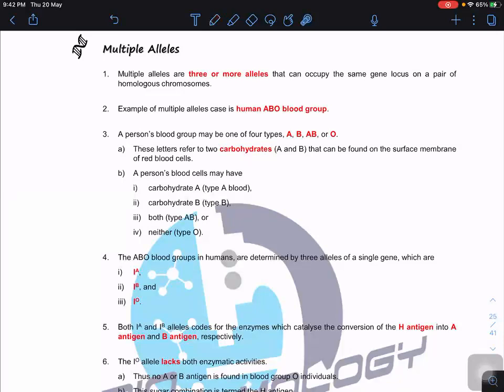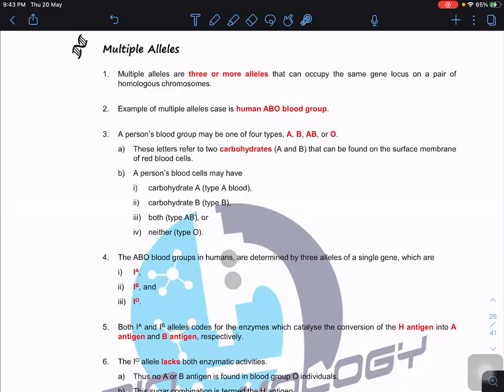So multiple alleles. What are multiple alleles? What we have discussed previously, we always talk about dominant versus recessive. But in the real case, we don't have one dominant versus one recessive, but we have more than 2 alleles. So multiple alleles are 3 or even more alleles that can occupy the same gene locus on a pair of homologous chromosomes. The most famous example is actually the human ABO blood group.